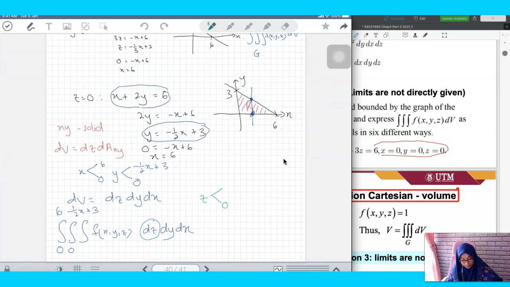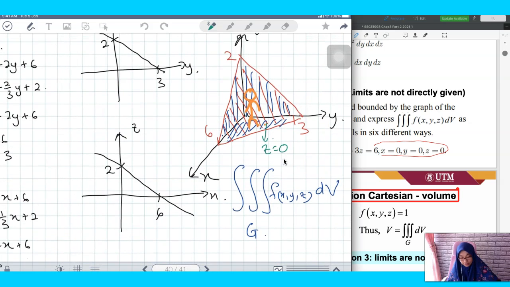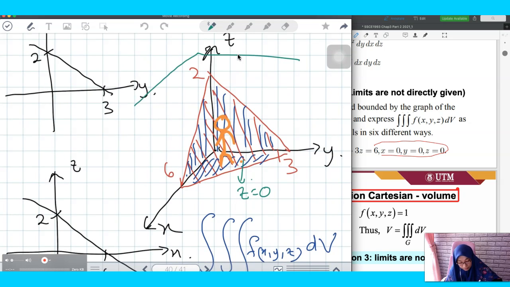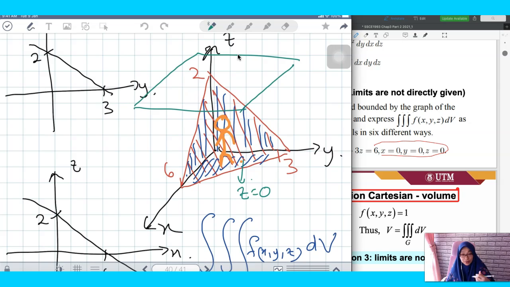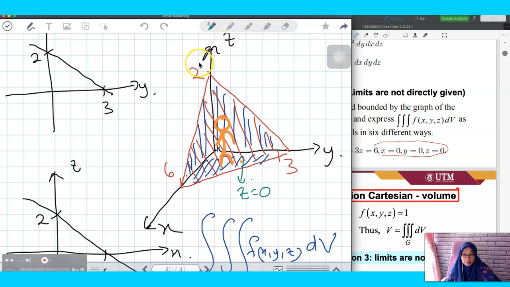And then how about your upper bound? Who is covering you? The one covering you here is part of the tetrahedron. So you cannot put 2. If you put z equal to 2, you have a flat plane, z equal to 2. But that one is not z equal to 2. Yes, the highest z is 2, but not exactly z equal to 2. 2 is just one point in the tetrahedron. So if you give me z equal to 2, it is wrong, because this is not a flat plane. This is a plane coming from the tetrahedron.